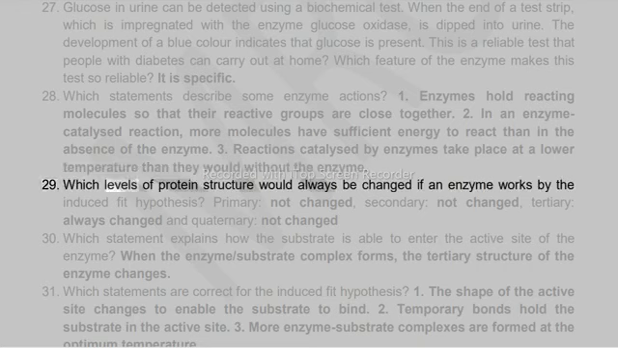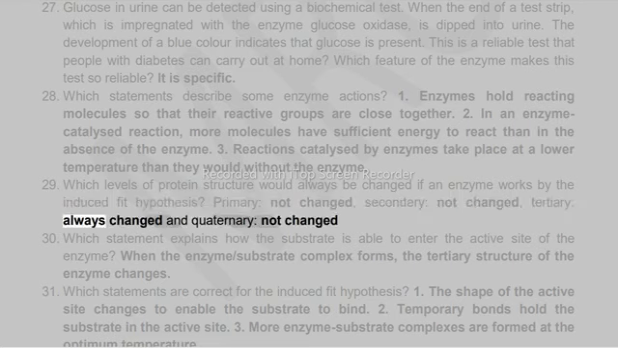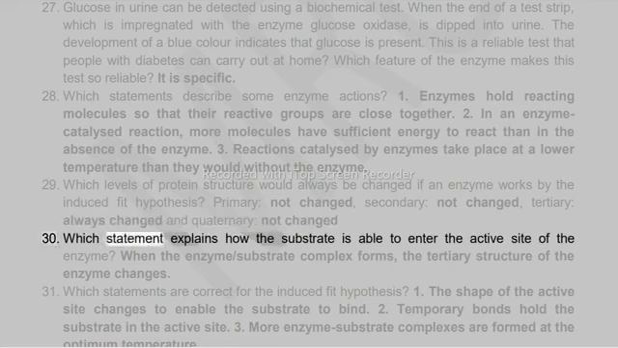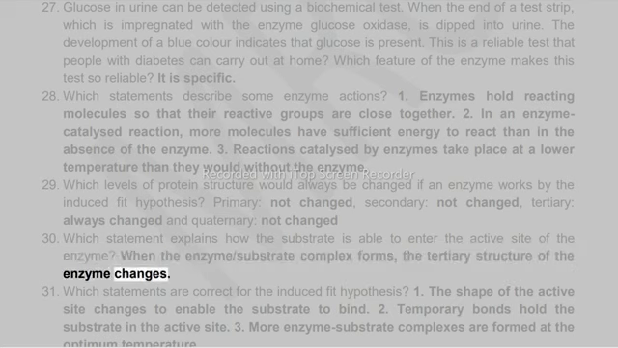29. Which levels of protein structure would always be changed if an enzyme works by the induced fit hypothesis? Primary, not changed; secondary, not changed; tertiary, always changed; and quaternary, not changed. 30. Which statement explains how the substrate is able to enter the active site of the enzyme? When the enzyme/substrate complex forms, the tertiary structure of the enzyme changes.